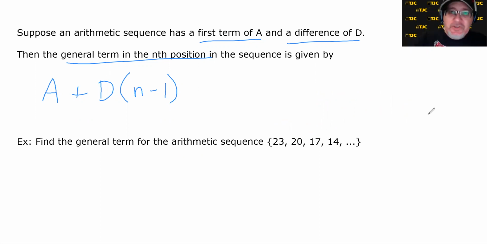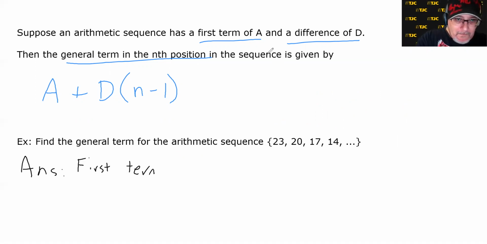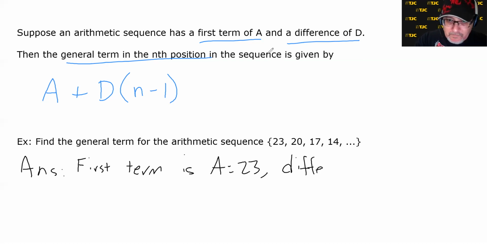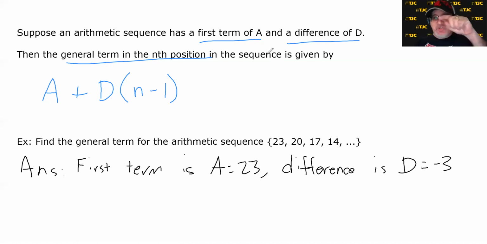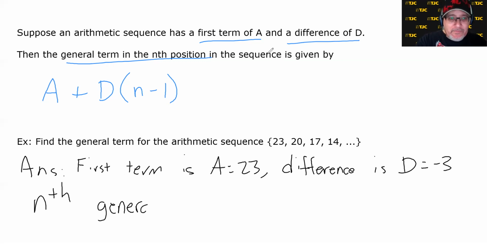And let's make a note that the first term, which I called capital A generically, is A equals 23. And the difference is D equals -3. Negative because the sequence is going down instead of going up. Then the nth term, the general term, if you will. And by the way, nth is a legitimate word, N-T-H. You can play it in Words with Friends or any other word game. Oops, I'm writing general.